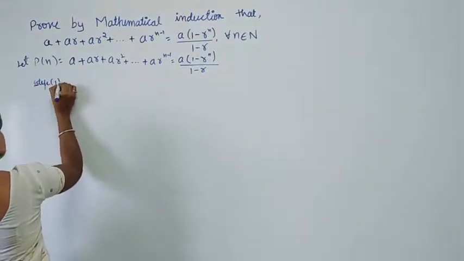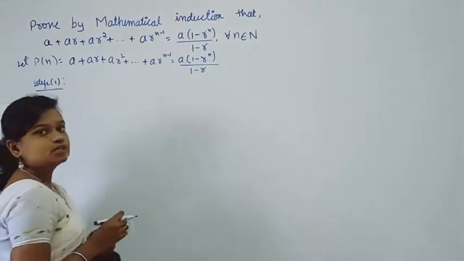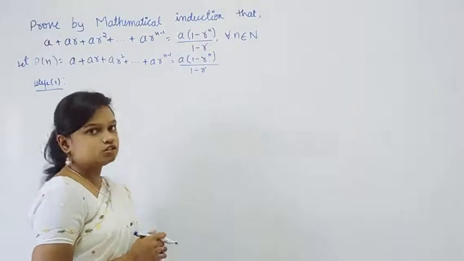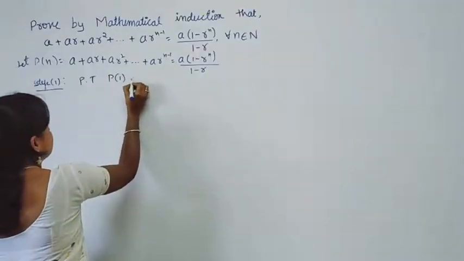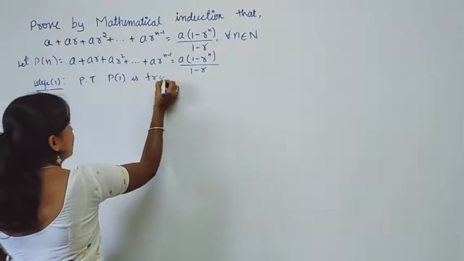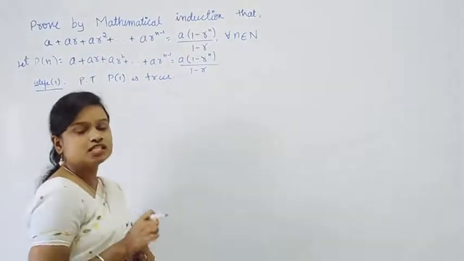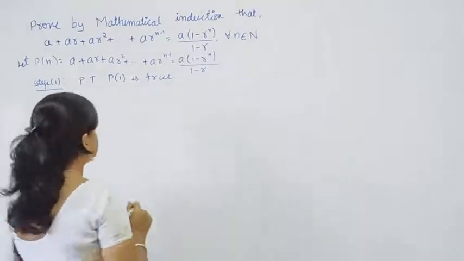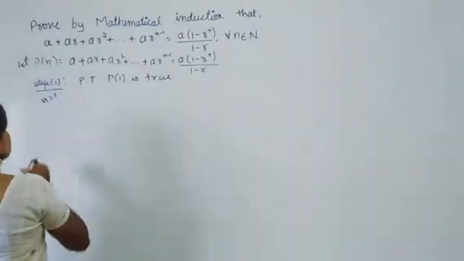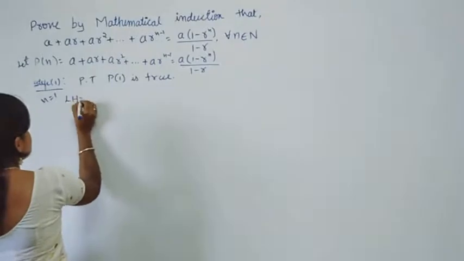So what is our step 1? Step 1 is prove that P(1) is true, right? So we have to prove that when n is equal to 1, the given statement is true. We have to prove this one, right? So when n is equal to 1, what does LHS become?